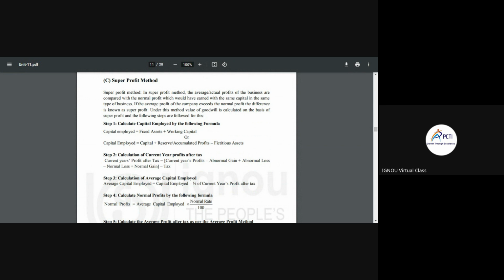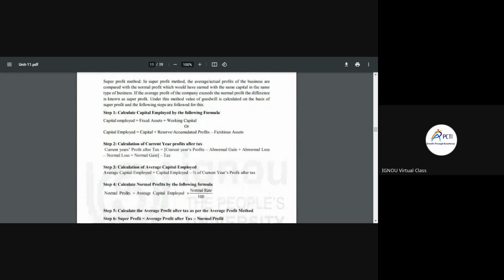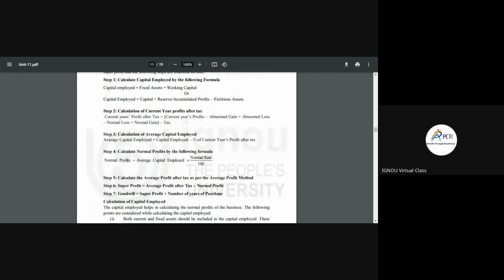In the case of the super profit method, our first step is to calculate the capital employed by the following formula. First of all, we need to add the fixed assets and working capital, or we need to add the capital reserve or accumulated profit, and we deduct the fictitious assets. In step 2, we need to calculate the current year profit after tax. The current year profit after tax is equal to current year profit, then we deduct abnormal gain, add abnormal loss, deduct normal loss and add normal gain, and from the whole we deduct the tax.